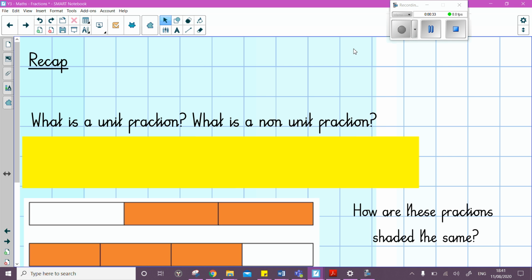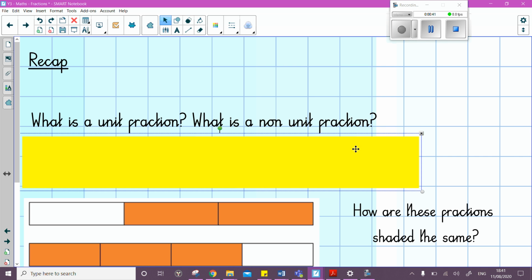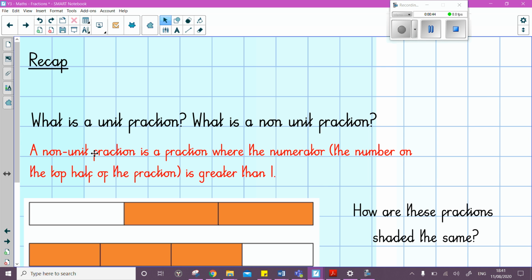So, a quick recap. I wonder if you can remember what a unit fraction is and what a non-unit fraction is. Just have a bit of a think, maybe jot down some of your ideas. A non-unit fraction is a fraction where the numerator, the number on the top half of the fraction, is greater than 1, which means that a unit fraction has a numerator of 1. So here is an example of a unit fraction. What is that fraction? It is 1/3. It is a unit fraction because it has 1 as the numerator. Any non-unit fraction is any fraction where the numerator is greater than 1.